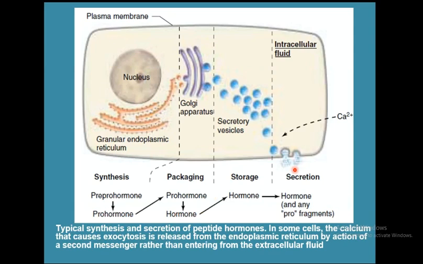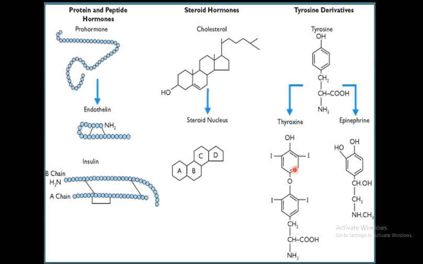This is the synthesis for peptide and protein hormones. As you can see here, these are the protein and peptide hormones. They are peptides, made up of amino acids. There is a need for transcription and translation for their synthesis. And they are first synthesized as pre-prohormones.